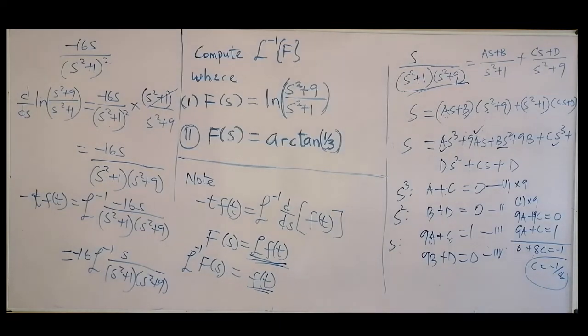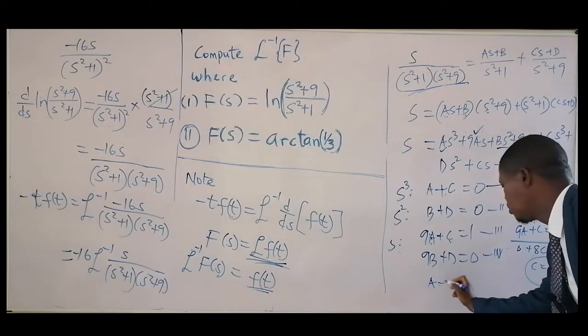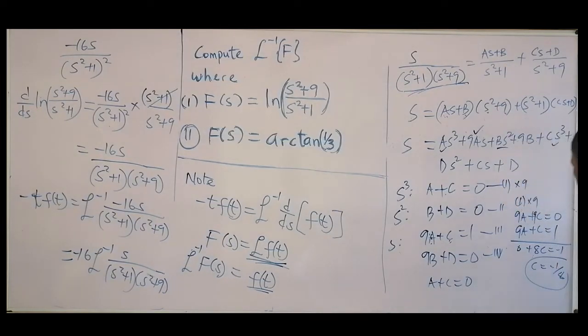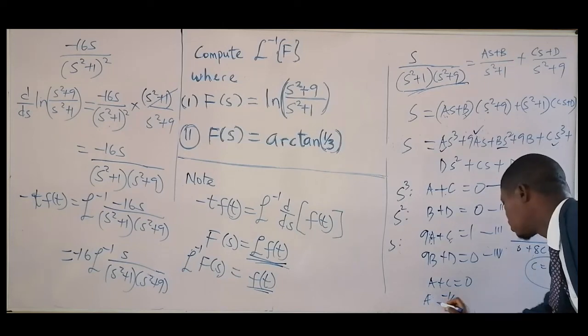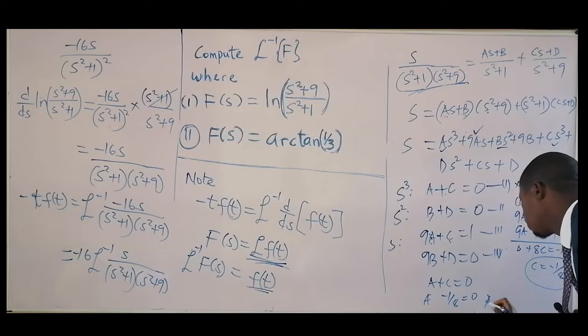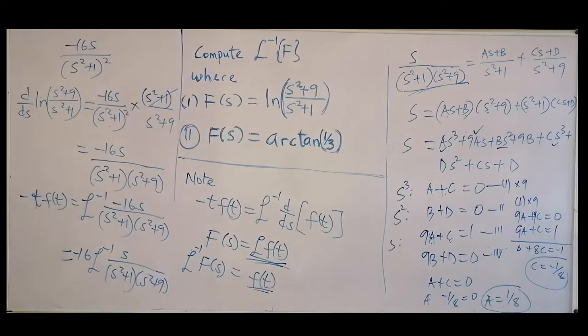Okay, then we can go to equation 1 and substitute there. a + c = 0, and c is -1/8, so a is also 1/8. We've gotten that, 1/8.